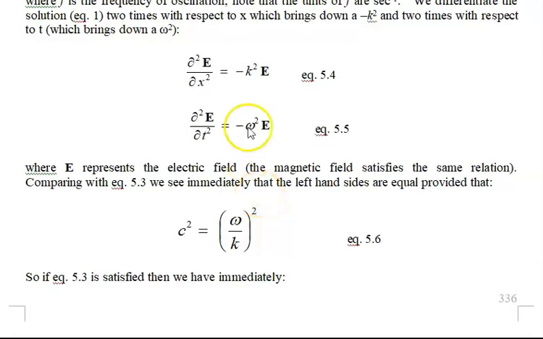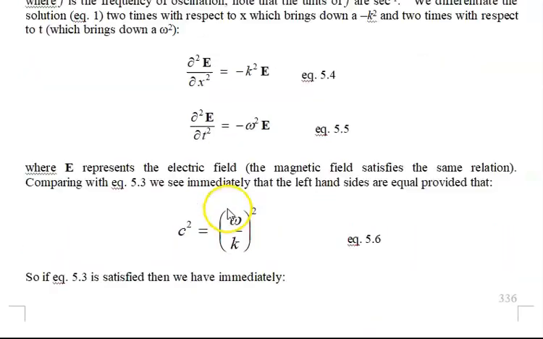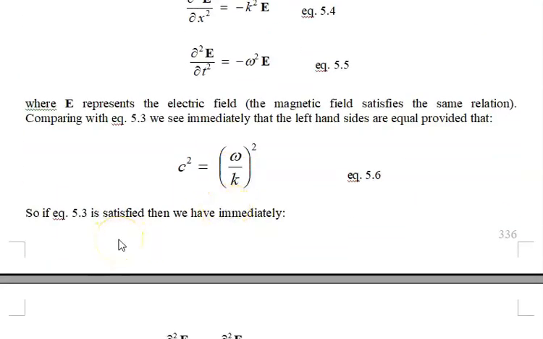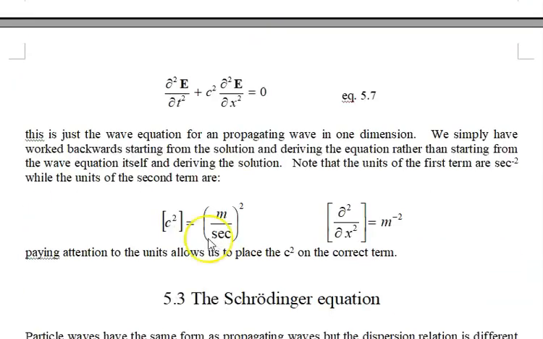Okay. And then, of course, we equate these, and we use the fact that c is equal to omega over k, and then we get the electromagnetic wave equation, and here it sits right there. The units of c are meters per second, and the second derivative would be meters to the minus 2, and that's why these two things give us a unitless quantity, and this is indeed the case.